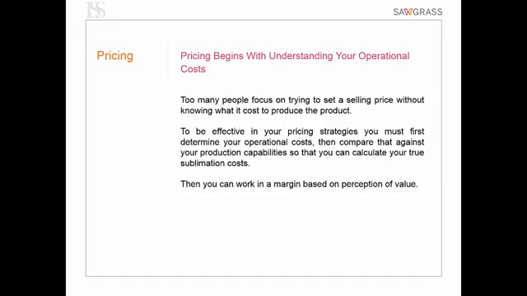We've got to understand the true cost of printing in order to begin to set any kind of legitimate pricing, okay? Too many people, I find this over and over again, focus on a selling price without knowing what the cost is to produce that particular product. A lot of this is not just what does it cost to produce the product, but there's another part that goes with this too. And your margin itself becomes based on perception of value.